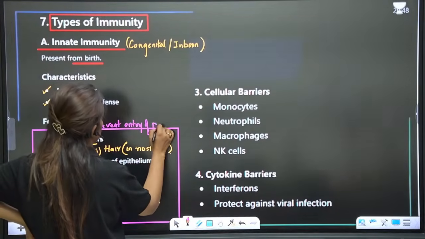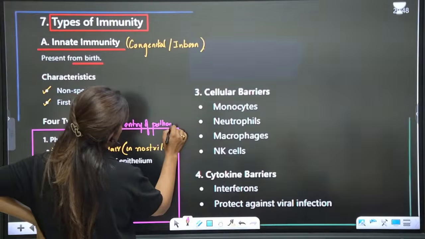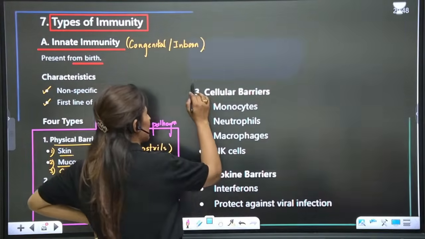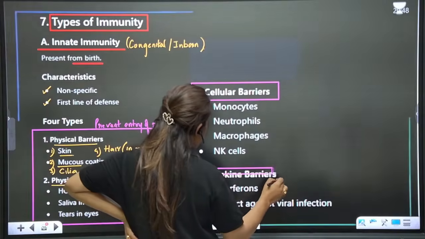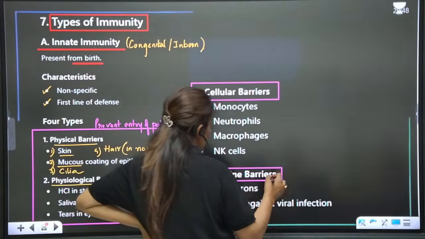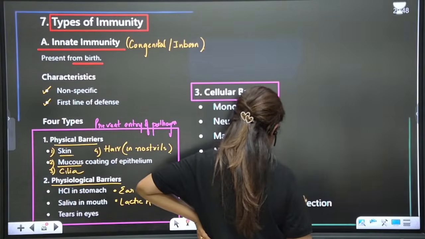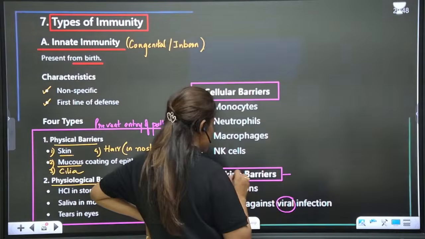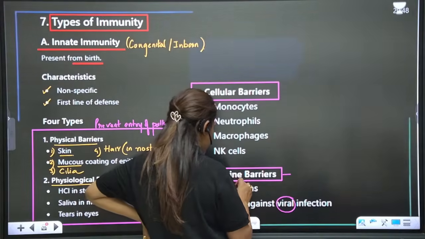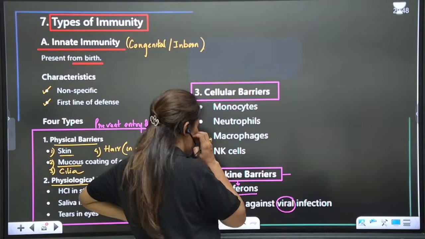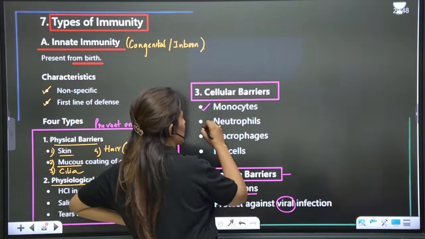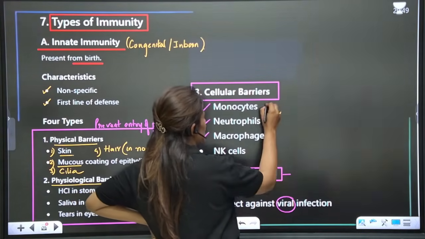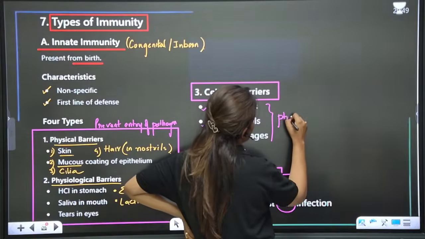Is that clear? In case the pathogens enter, then somehow we have cellular barriers, right? And we have cytokine barriers. Now these cytokine barriers are particularly against virus. They protect against virus. We call these cytokines interferons. How they are produced and how they work, we'll talk about them. And in cellular barriers, we have monocytes, neutrophils and macrophages. All of them are phagocytic.